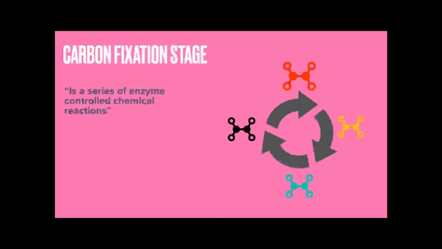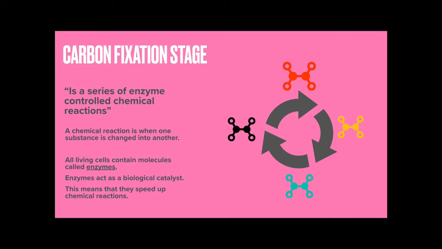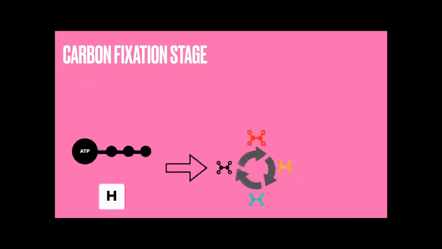So imagine carbon fixation is like these arrows, a bunch of chemical reactions are happening. Okay, so the reaction changes one substance to another, so the black to the red, to the yellow to the blue, back round again in this cycle. These molecules are called enzymes. They're not living things, they're just molecules found in cells. They are biological catalysts. This means they speed up the reaction, so the reaction can be faster.